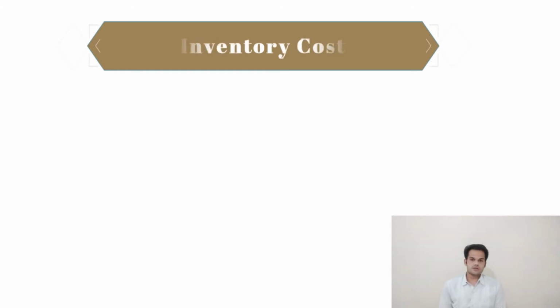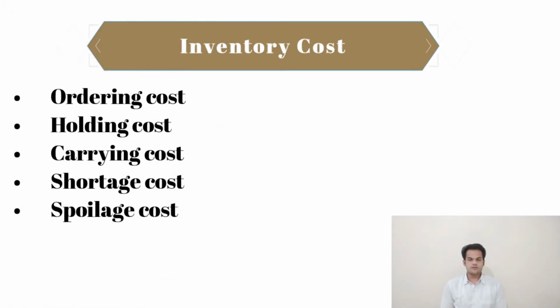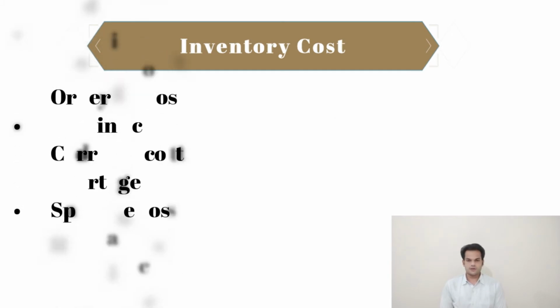The next important bit in inventory management is the inventory cost, and we will take a look into some of the inventory costs which are as follows. There are 5 types of inventory costs: ordering, holding, carrying, shortage, and spoilage costs make some of the main categories of inventory related costs. These groupings broadly separate different inventory costs that exist. And now let's go through them one by one.